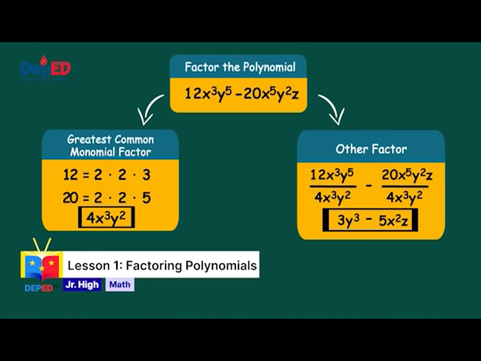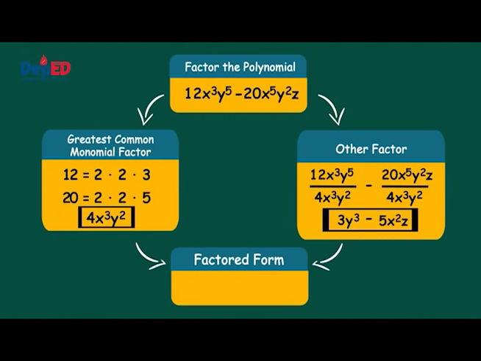Step 5. Write the polynomial in factored form. In this example, we have shown that 12x cubed y raised to 5 minus 20x raised to 5 y squared z is equivalent to 4x cubed y squared times the quantity 3y cubed minus 5x squared z.